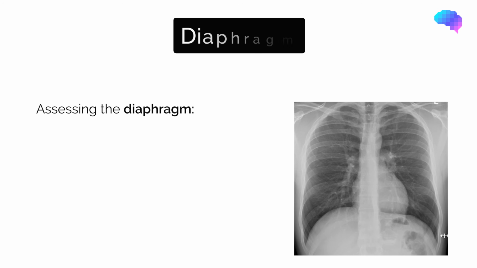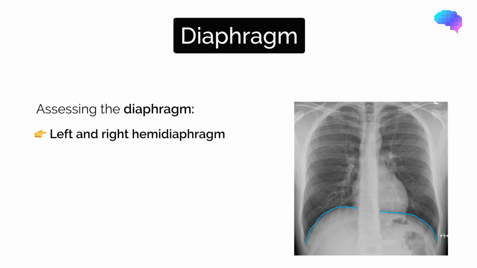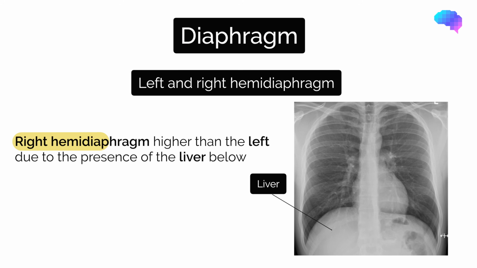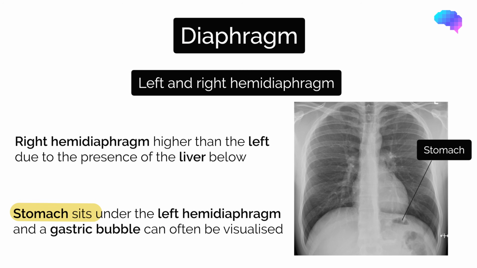Moving on to assessing the diaphragm, it's important to examine the following structures. Firstly, the left and right hemidiaphragm, followed by the costophrenic angles. In healthy individuals, the right hemidiaphragm often sits higher than the left due to the presence of the liver below. The stomach is found under the left hemidiaphragm, and so visualization of a gastric bubble is often possible.